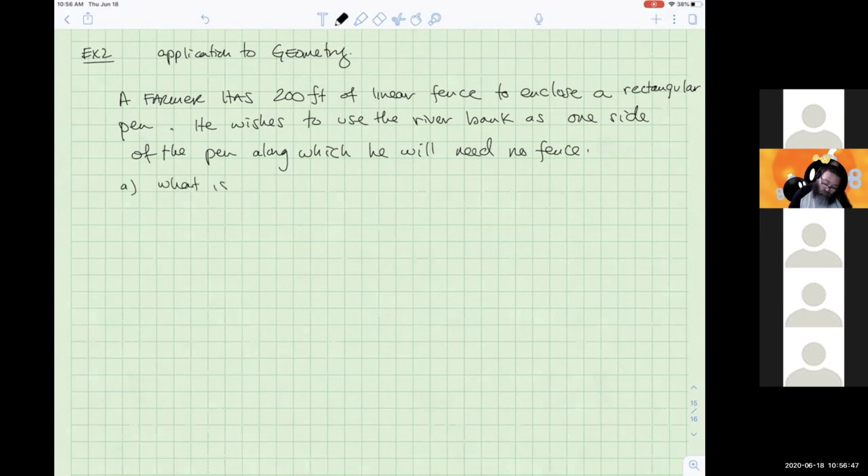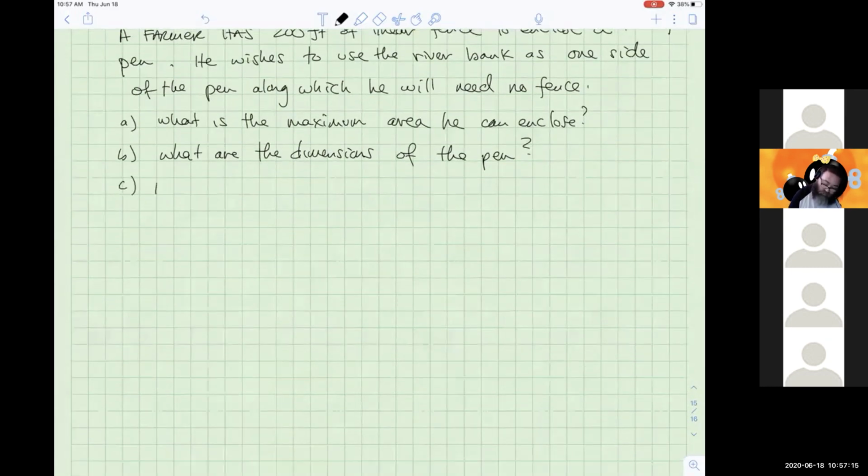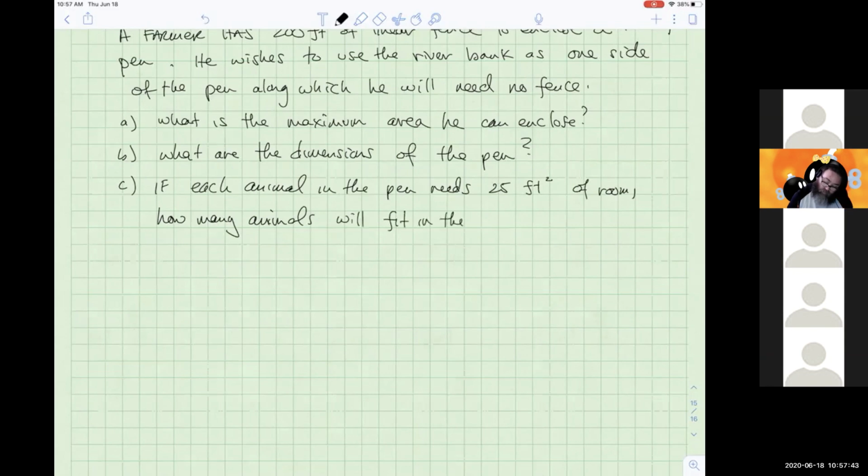A. What is the maximum area he can enclose? B. What are the dimensions of the pen? And C. If each animal in the pen needs 25 square feet of room, how many animals will fit in the pen?